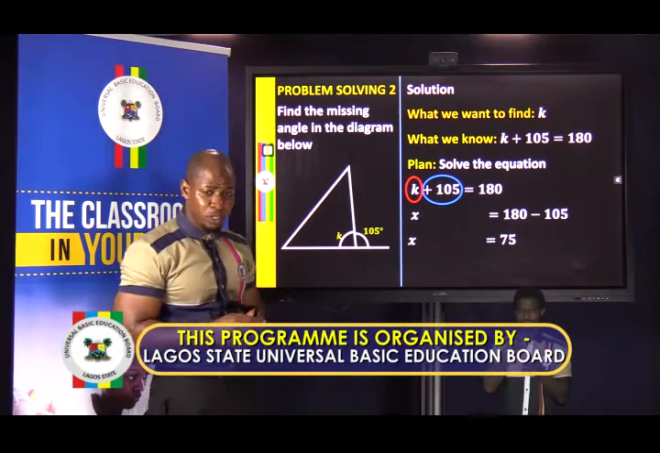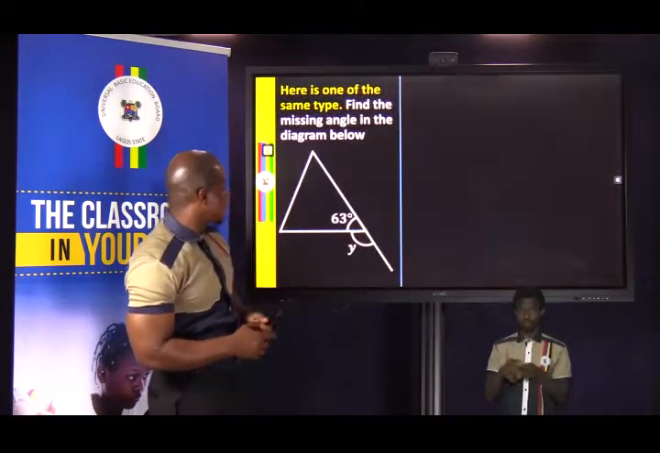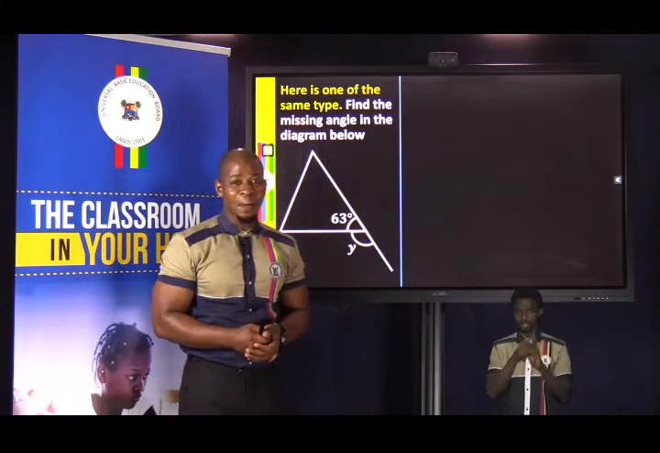Now, I'm sure you can solve this on your own, and that is why I'm going to give you one of the same type. Now, here is that one. You have to find the missing angle. You have 30 seconds. Begin.